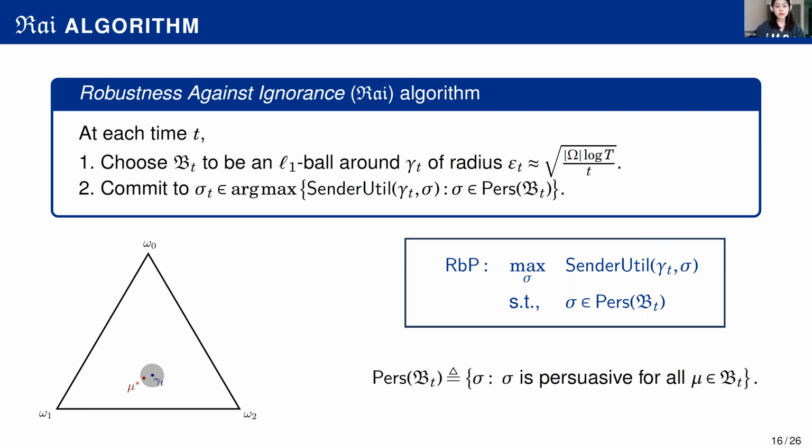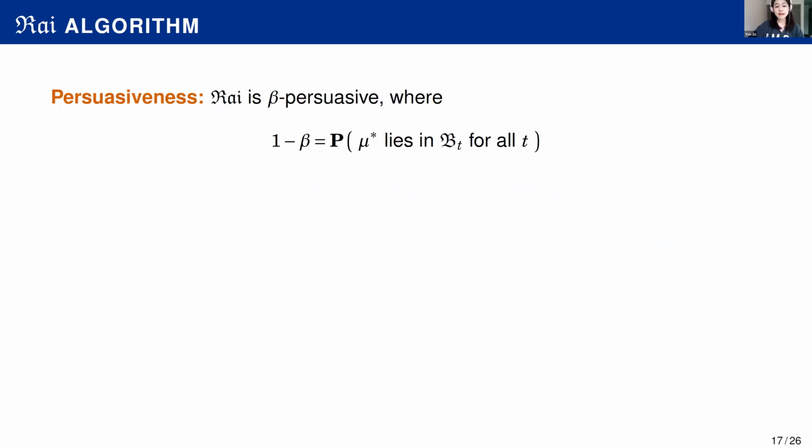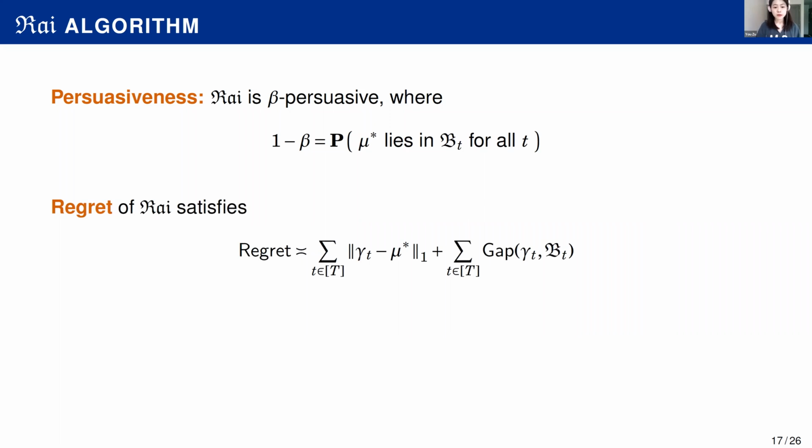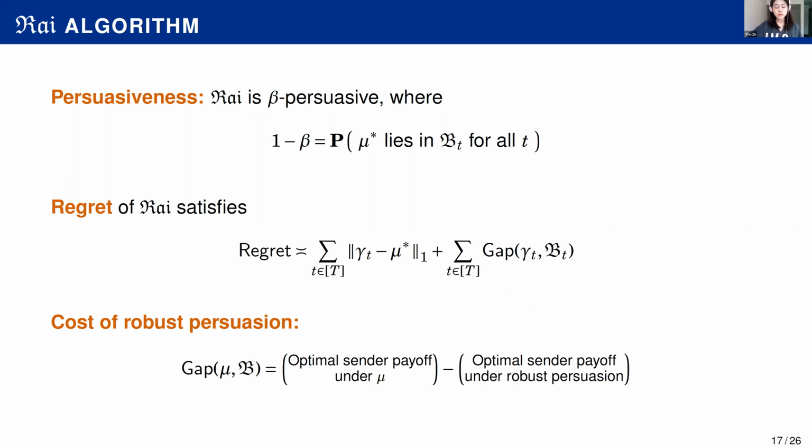So from the description of this algorithm, we can immediately see that this algorithm is beta persuasive, where the 1 minus beta is just the probability that all the neighborhoods contain the true distribution mu star for all time. And given this, we then split the regret into two parts. The first part is the estimation error between gamma t and mu star. The second part is what we defined as the cost of robust persuasion. So this cost of the robust persuasion captures the difference between the optimal sender's payoff under some distribution mu versus the optimal sender's payoff if we require the signaling mechanism to be robustly persuasive.